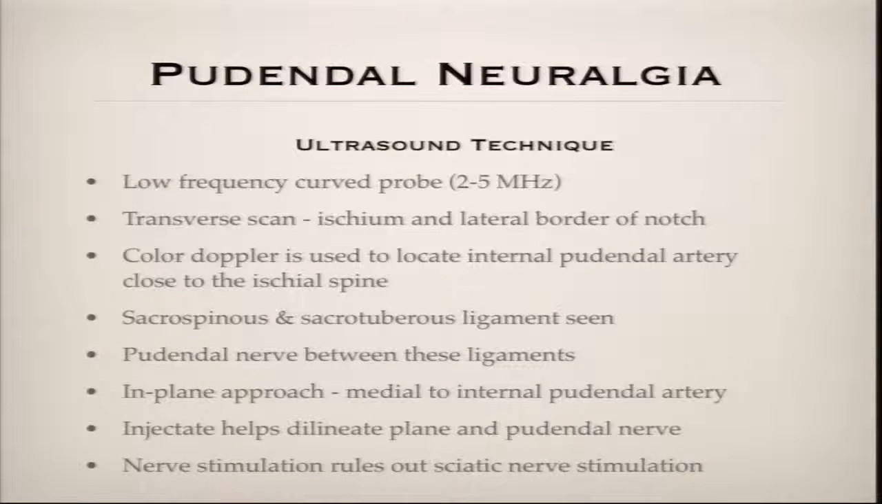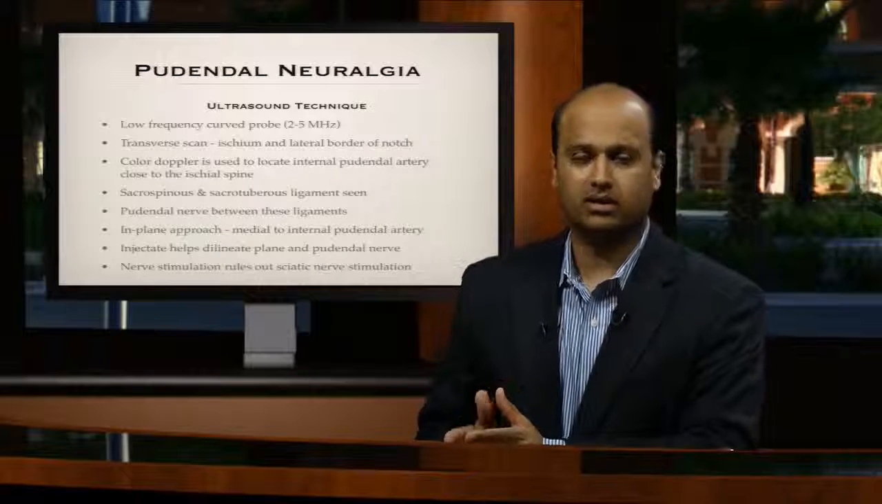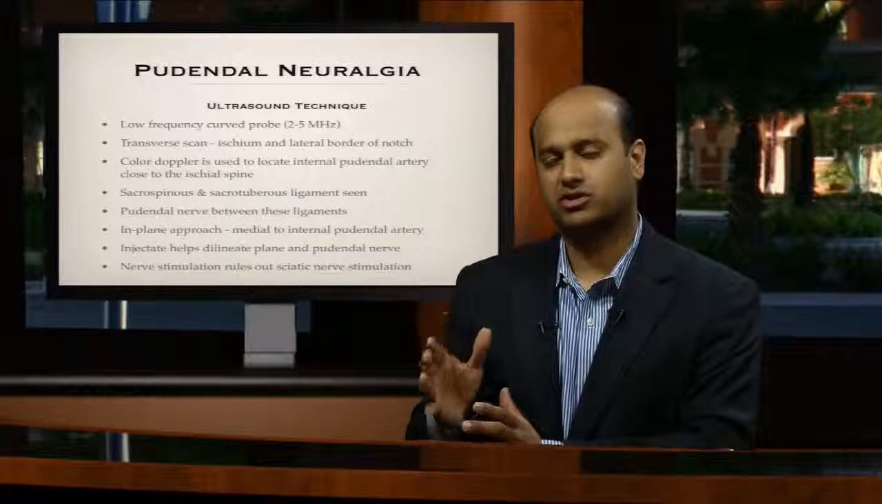Often the nerve is not visualized directly, but the ligaments and the artery can be visualized to identify the plane. The needle is advanced in plane from the medial side towards the internal pudendal artery, and then the injectate helps open up those planes so that you can identify the structures further and identify the nerve lying in between those ligaments. Nerve stimulation can be useful as a negative test to make sure that you're not injecting at the sciatic nerve, which is nearby. We don't want to numb up the patient's entire leg. We're just trying to target this one nerve.